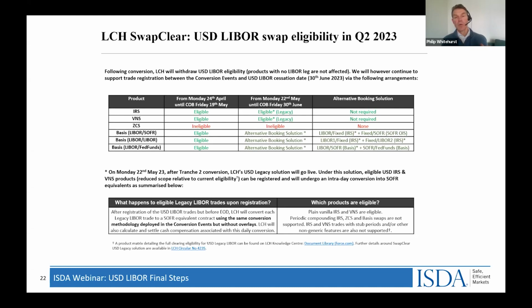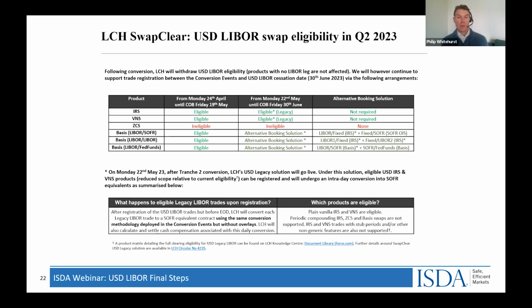We also have a legacy LIBOR solution that will deal with trades that you send us beyond that point. Slightly more limited scope, slightly more limited eligibility for those products. Details of that eligibility, again, are available in other information. And broadly speaking, you get an on-the-day compensated conversion using that process beyond the tranche to date.